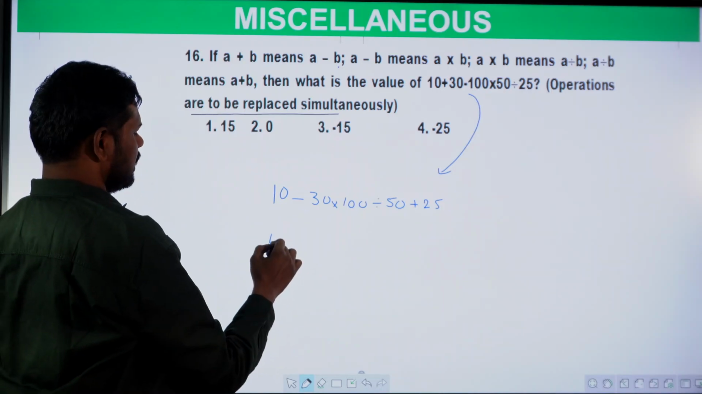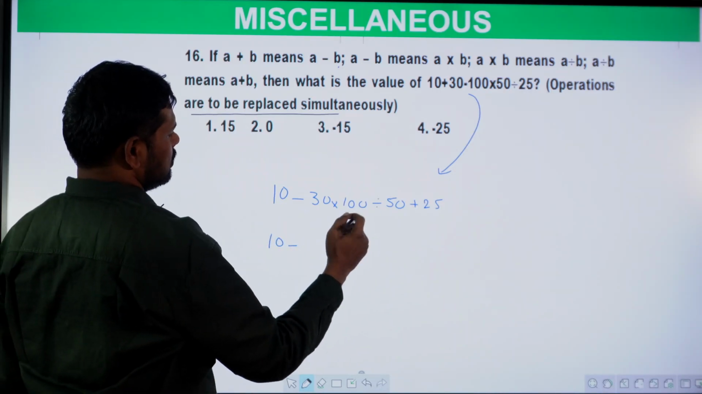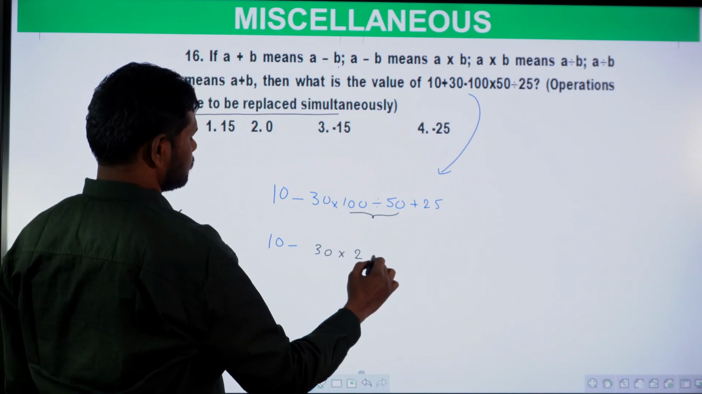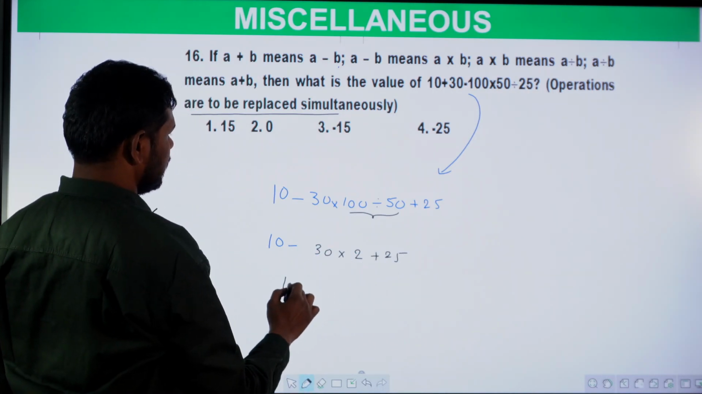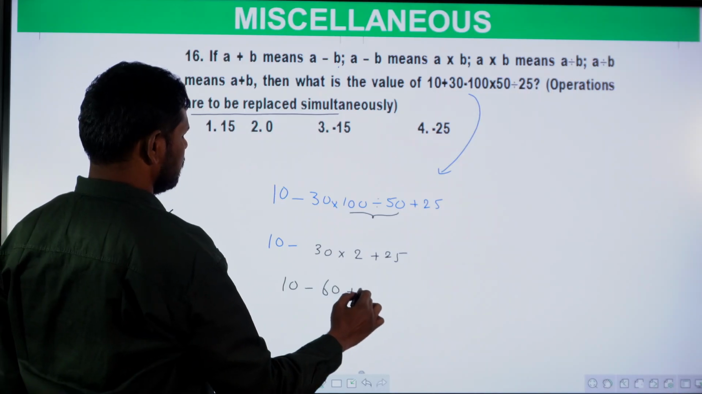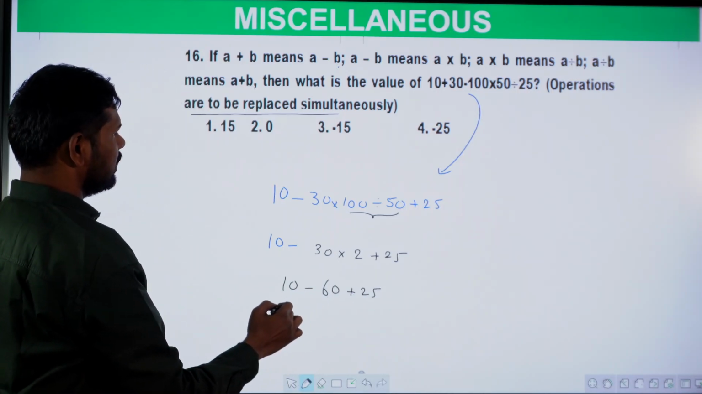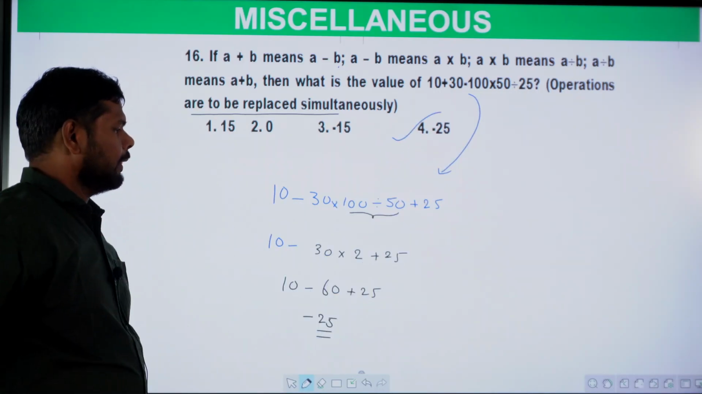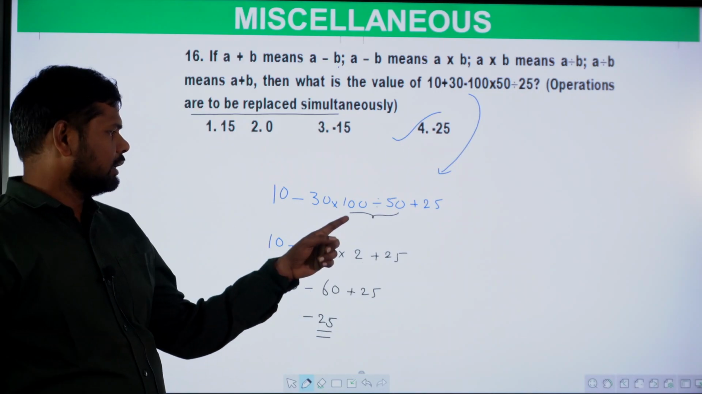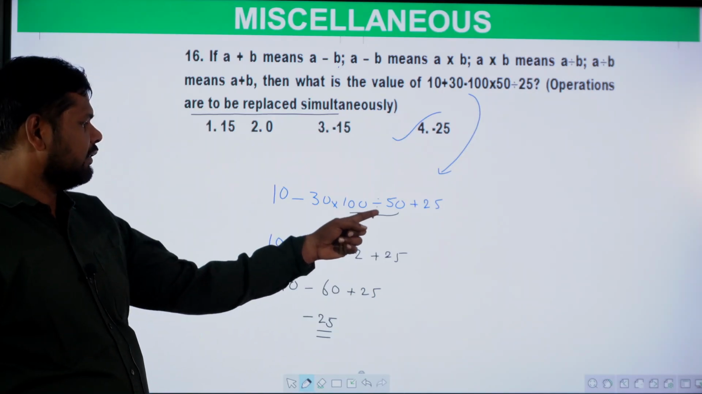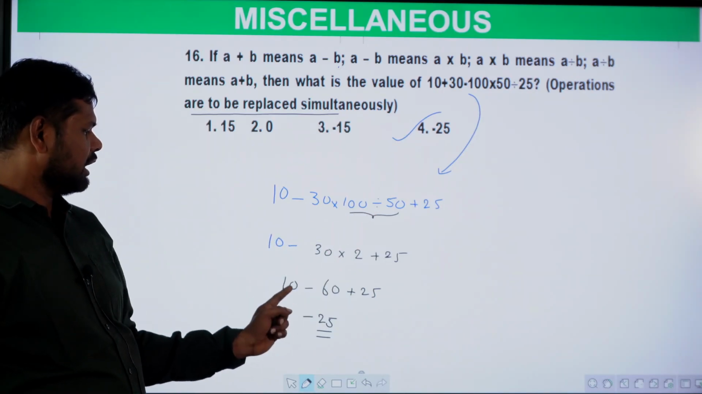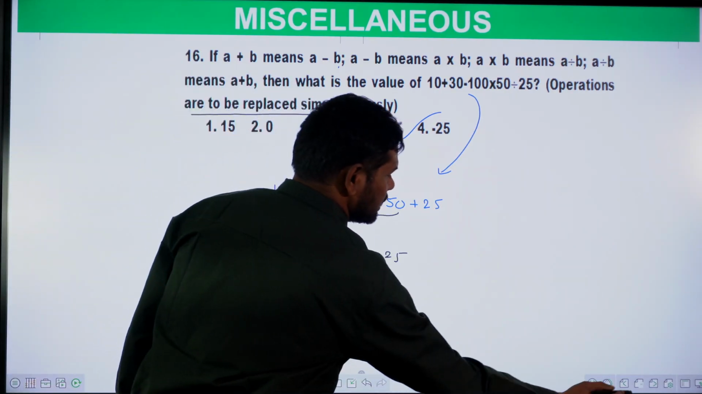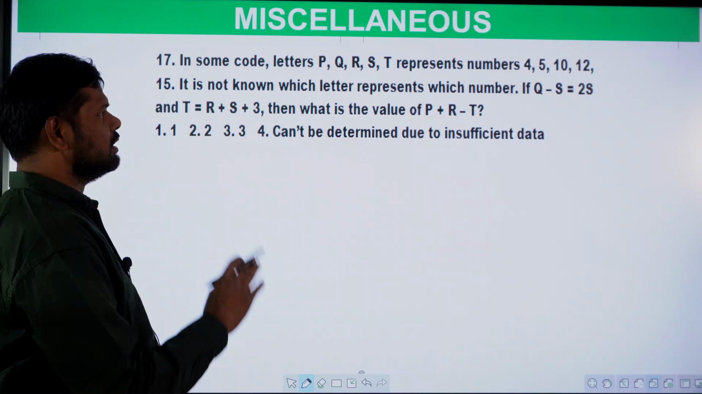Now first you go for the division: 100 divided by 50 means 2. 30 into 2 is 60. 10 minus 60 plus 25. 25 plus 10 is 35, 35 minus 60 is minus 25. That is the answer. So first you go for the divide, then multiplication. 100 divided by 50 means 2, 30 into 2 is 60, 10 minus 60 plus 25 is minus 25. That's it. Simple. Just mathematical operations, so use just the symbols. That's enough.